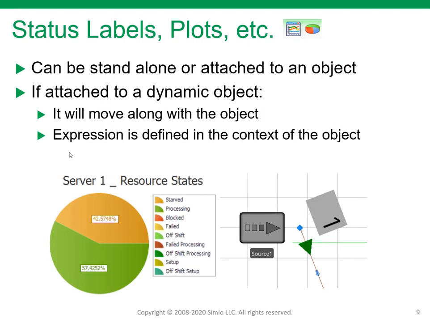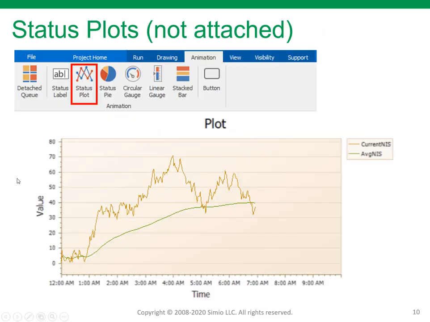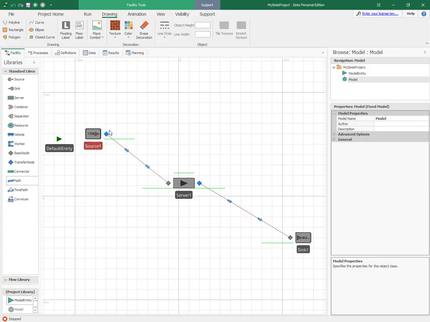So when we look at labels and plots and so on, these can either be standalone or attached to an object. And I'm going to show this here in just a second. But if you attach it to a dynamic object, it moves along with the object, and then the expression is defined in the context of that object. The first one we're going to look at is a status plot that's not attached to an object. So let's jump back into our model.